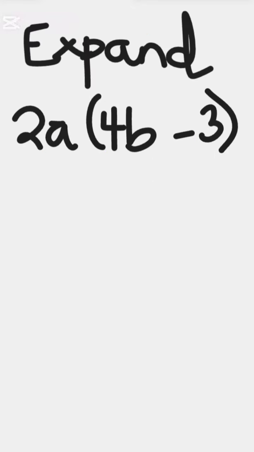Now let's try a different example to explain this more fully. So we have 2a multiplying 4b minus 3. So the 2a multiplies the 4b. So we are going to start with that.